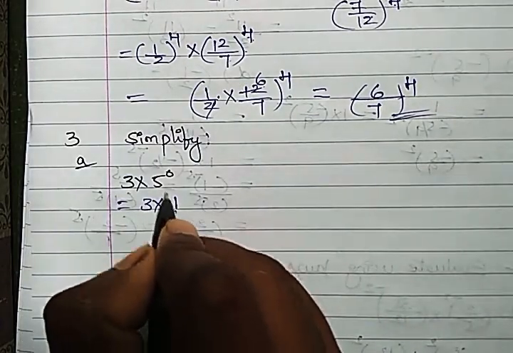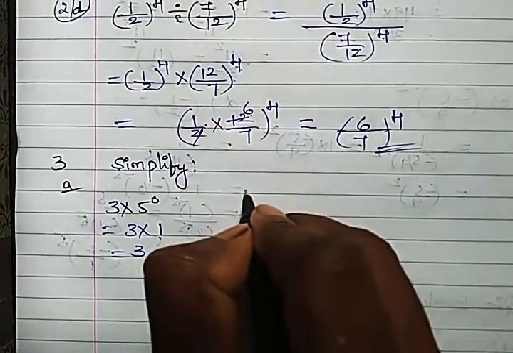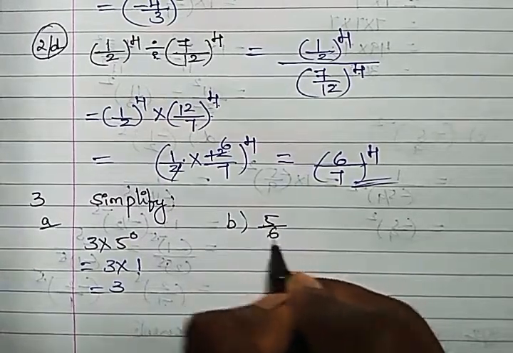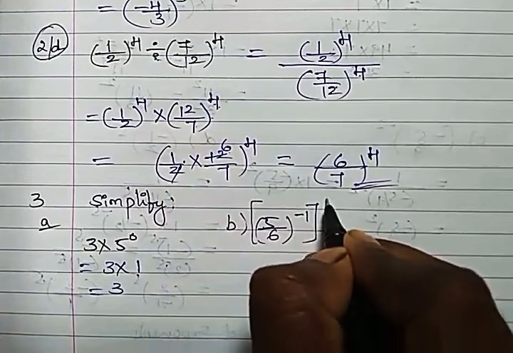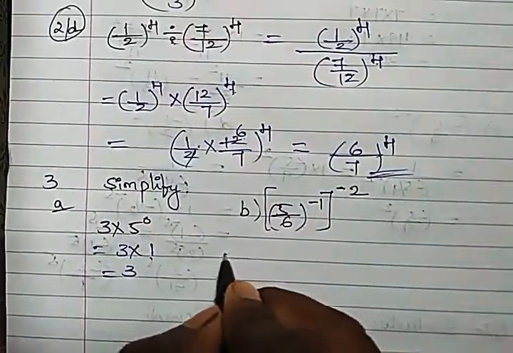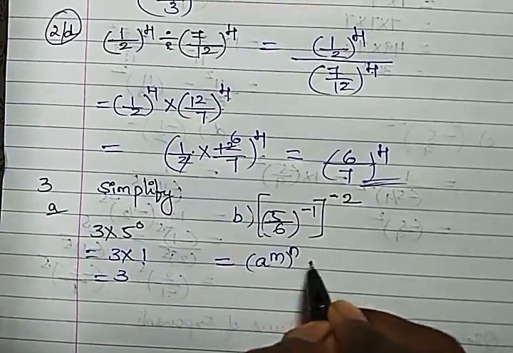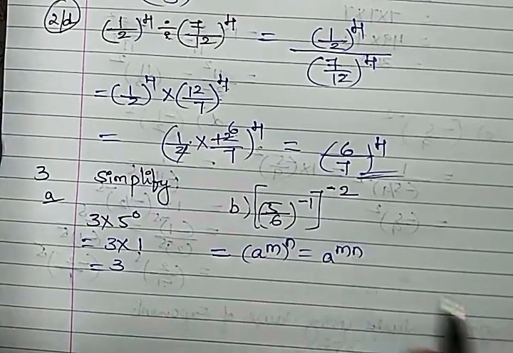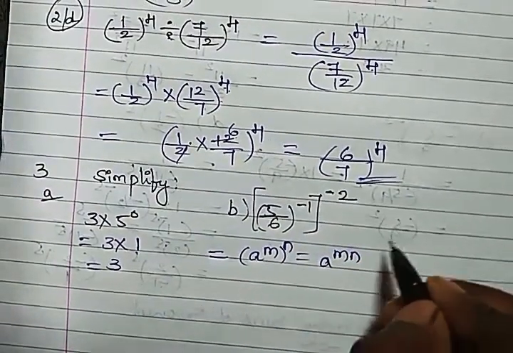So 3 into 5 power 0 is 3 into 1, which is equal to 3. Then B1, 5 by 6 whole power minus 1, to the power minus 2. Here we have got two powers. So we have an identity, a power m whole power n is equal to a power m into n. That means both the powers will get multiplied. Single base, two powers are there, so powers will be multiplied.